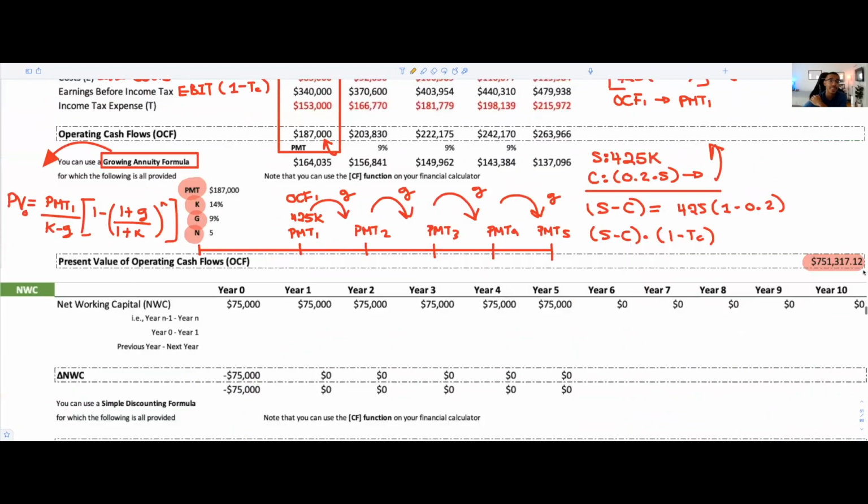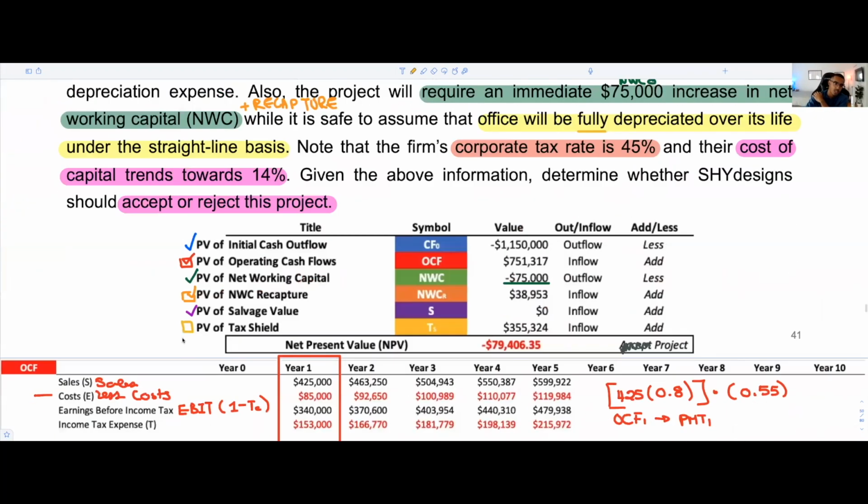So let's do a quick checkbox. Now you have all of your values, okay? Once again, I want you to understand that for the present value of the initial cash investment and of the net working capital, we didn't need to do anything because we know that those cash flows occurred at year 0. So we don't need to discount them, such that we only had 3 manipulations to do: the one for the operating cash flows, the one for the net working capital recapture, and the tax shield.